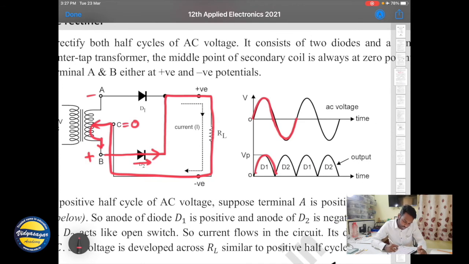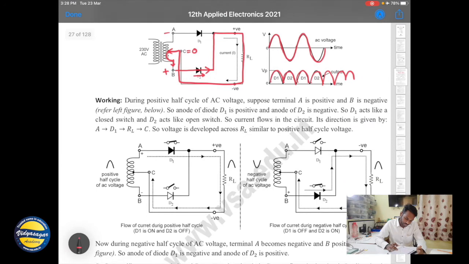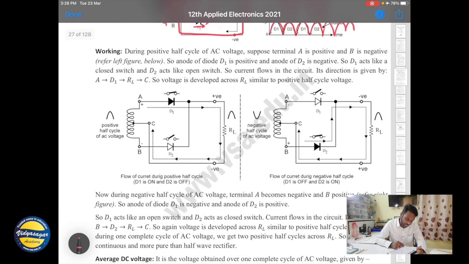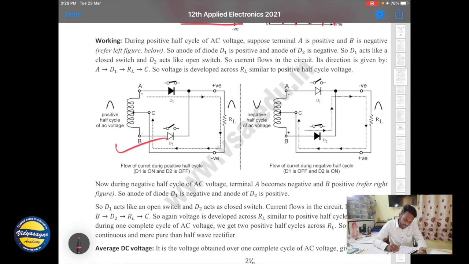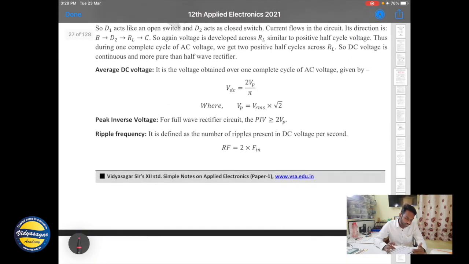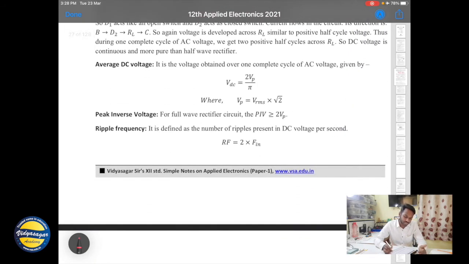So we will get this ripple across RL, and also during this positive half cycle we will get this ripple, and during this negative half cycle we will get this ripple, and this will continue. As you can see, this is the detailed working of the first positive half cycle and the first negative half cycle. Now again the average DC voltage will be twice.